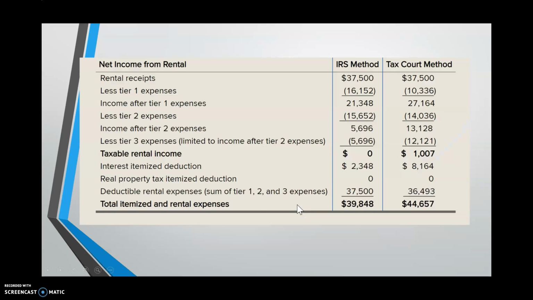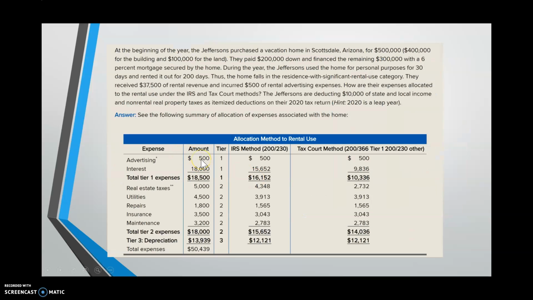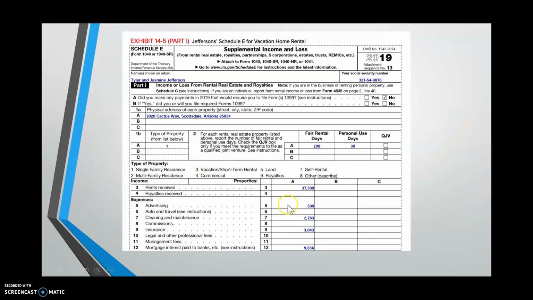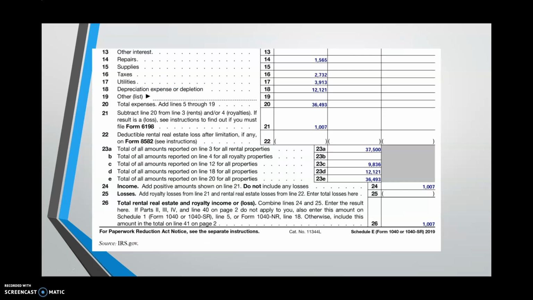So you have advertising, which was right here, 500. And you see it goes right there. So this is a great form to look at and exhibit to compare it to on how to input numbers. This is just a continuation of that form.